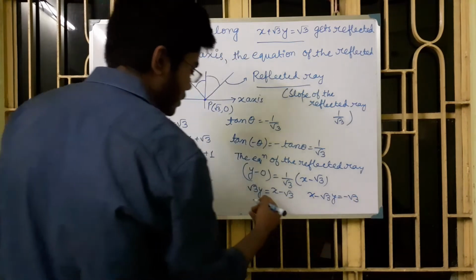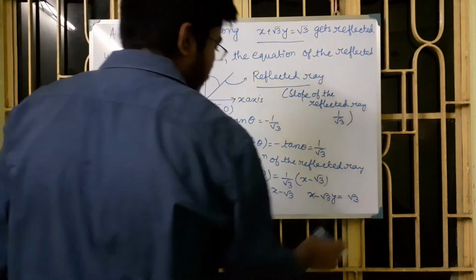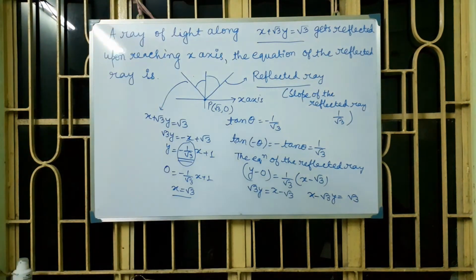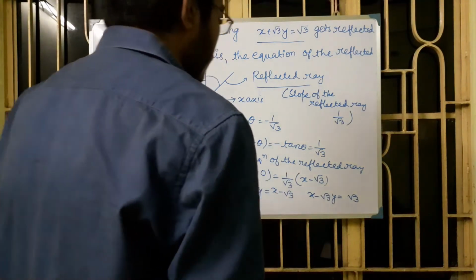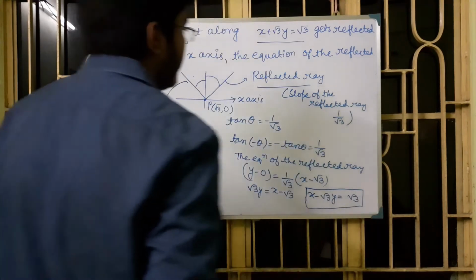minus root 3. x minus root 3 equal to root 3. Okay, x minus root 3y equal to root 3. This is the answer. This is the equation of the reflected ray.